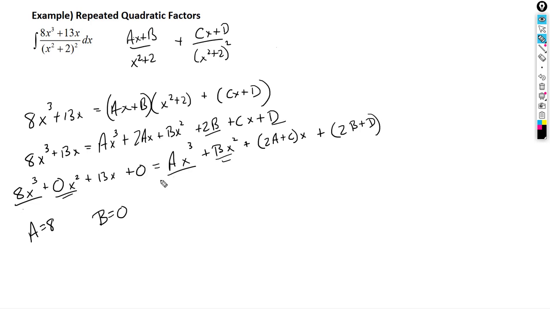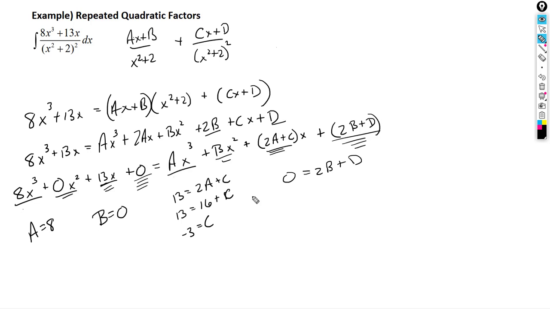And then this 13 has to be equal to 2a plus c. But I already know that a is 8, so 13 is equal to 16 plus c, and therefore c is negative 3. And then this 0 has to be equal to 2b plus d. So 0 is equal to 2b plus d. And then b is 0, so that's 0. So then d is also going to be 0.